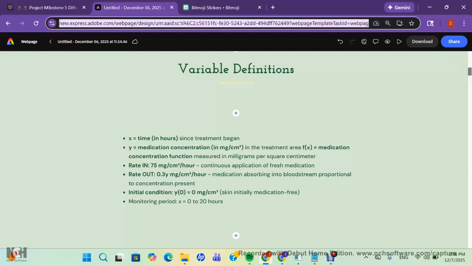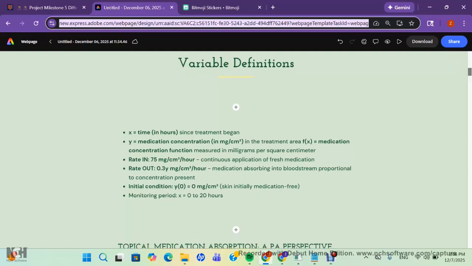So why does that matter exactly? Understanding this helps PAs design better treatment protocols, predict when the medication becomes effective, and explain to patients why consistent application is important.